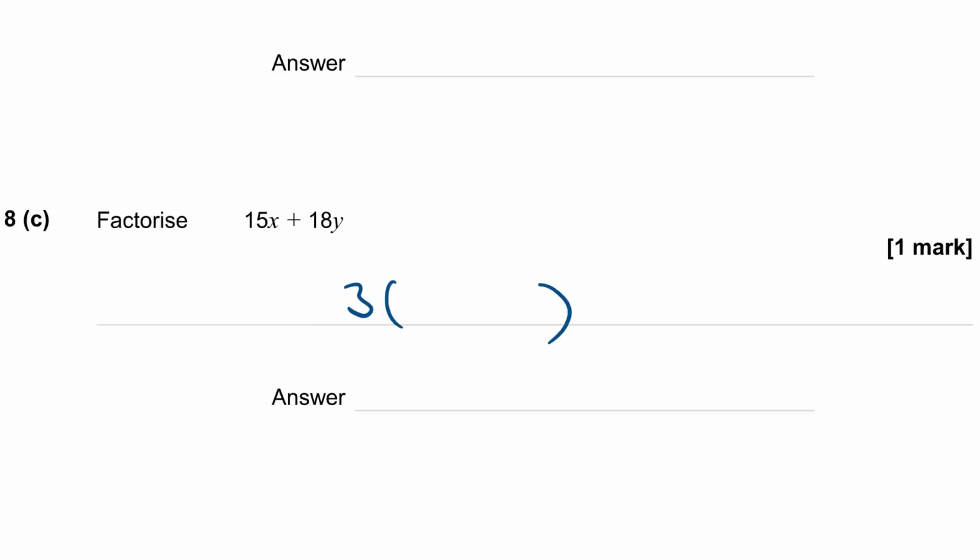Now, to work out what goes on the inside of the bracket, we just need to think about what 3 times what is going to give me 15x? Well, 3 times 5x gives me 15x. We're going to have a plus in between. And 3 times what gives me 18y? Well, 3 times 6y must give me 18y. So I get 3 lots of 5x plus 6y.